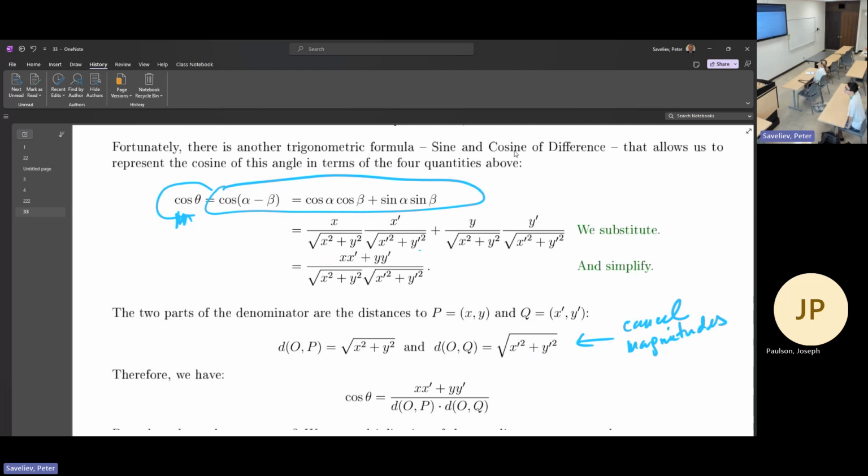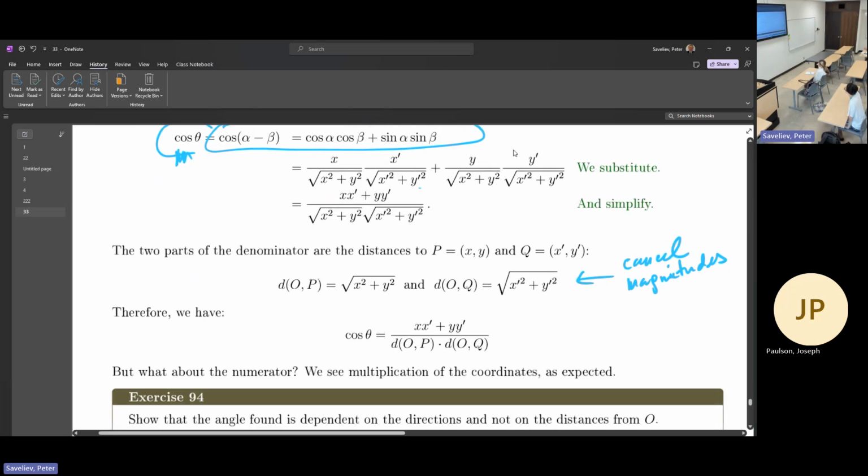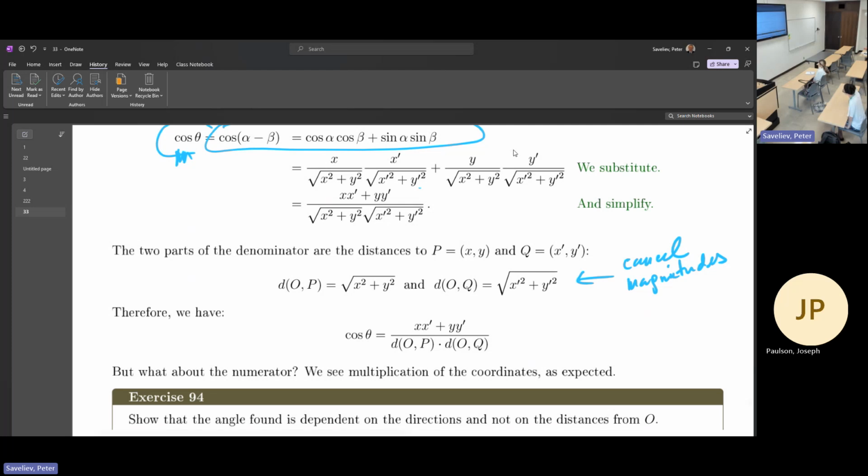And the numerator kind of looks weird, but it's not entirely unheard of. We saw something very similar in the very beginning. Remember when we did multiplication in dimension 1, we had x times x prime. Remember, x times x prime gave us, depending on whether it's positive or negative, the same direction or the opposite direction. So we are in a similar place, as you can see: distances that cancel out, and the multiplication gives us the cosine of the angle. That's almost identical to what we had in dimension 1.